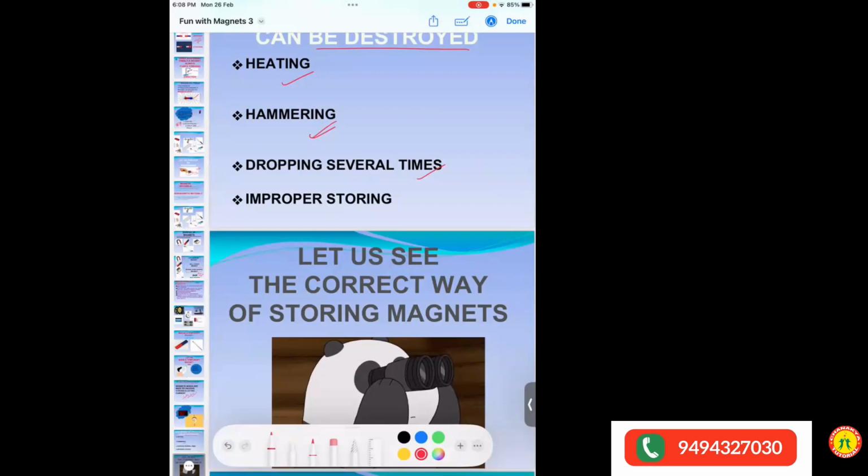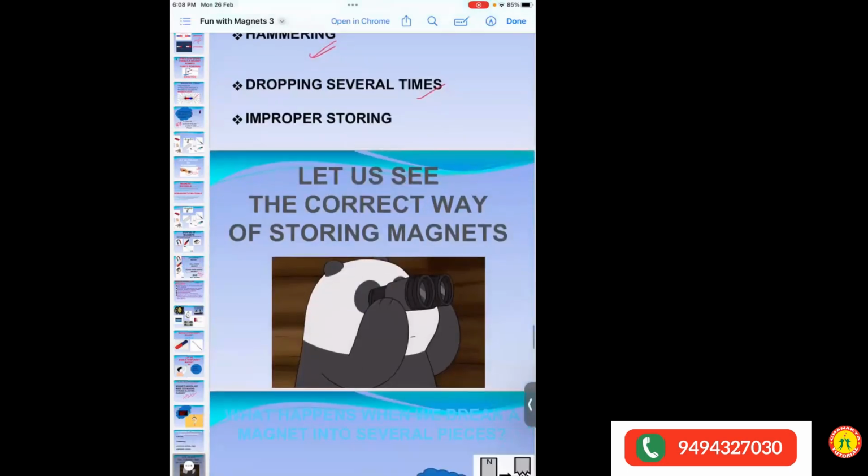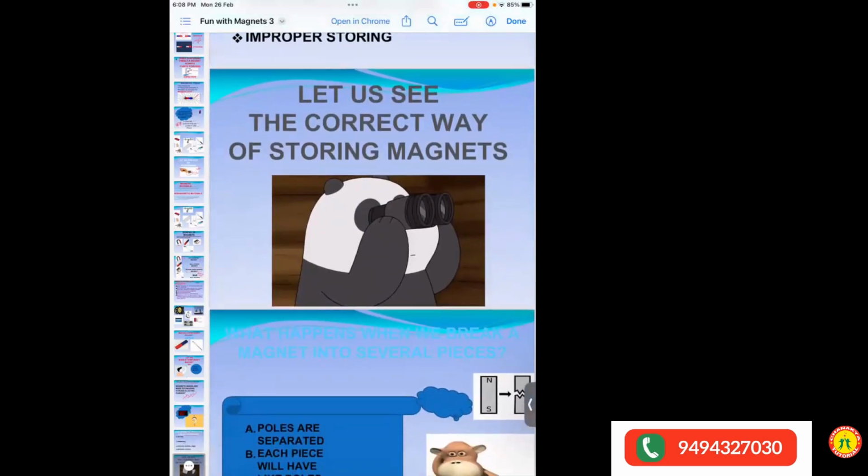And then storing it in an improper way. If you are storing it in some place where maybe the temperature is so cold, there also the property of magnetism can be loosened.